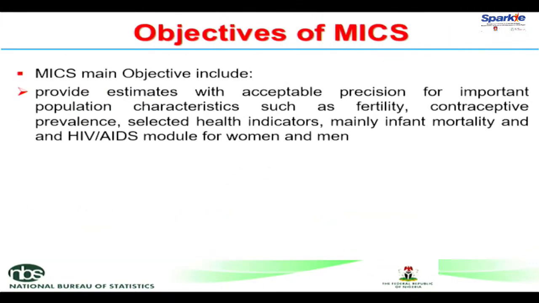Okay. So the main objective of the survey is to provide estimates with acceptable precision for important population characteristics such as fertility, contraceptive prevalence, and selected health indicators, mainly infant mortality, then the HIV and AIDS module, among women and men in Nigeria.